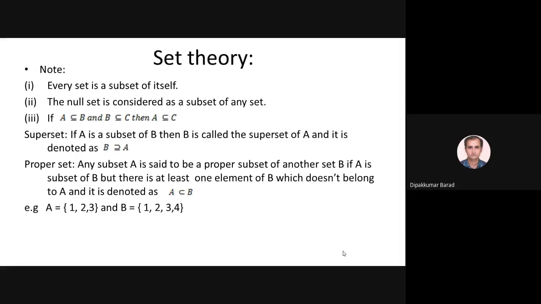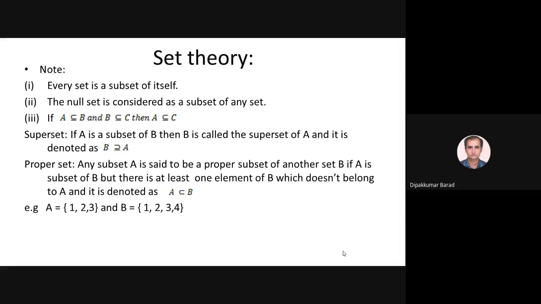Now every set is a subset of itself. A null set is considered a subset of any set, and if A is a subset of B and B is a subset of C, then A is a subset of C. Then we have discussed superset. If A is a subset of B, then B is called a superset of A.